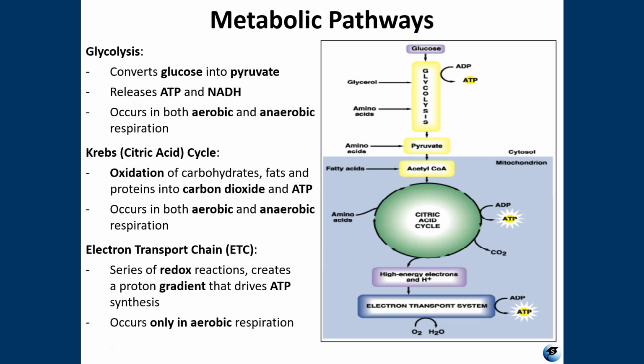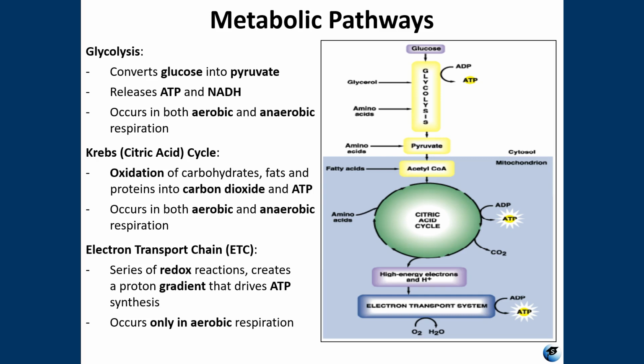Next, you have the Krebs cycle. This is named after its discoverer, Hans Krebs, and it's also called the citric acid cycle. You may have heard of that. Unlike glycolysis, the Krebs cycle is a closed loop. So the last part of the pathway regenerates the compound that is used in the first step. So that's why it's called a cycle. As one turn of the cycle returns to the starting point, the cycle produces 2 CO2 molecules, 1 ATP molecule, 3 molecules of NADH, and 1 molecule of FADH2. And Krebs occurs in both aerobic and anaerobic respiration.